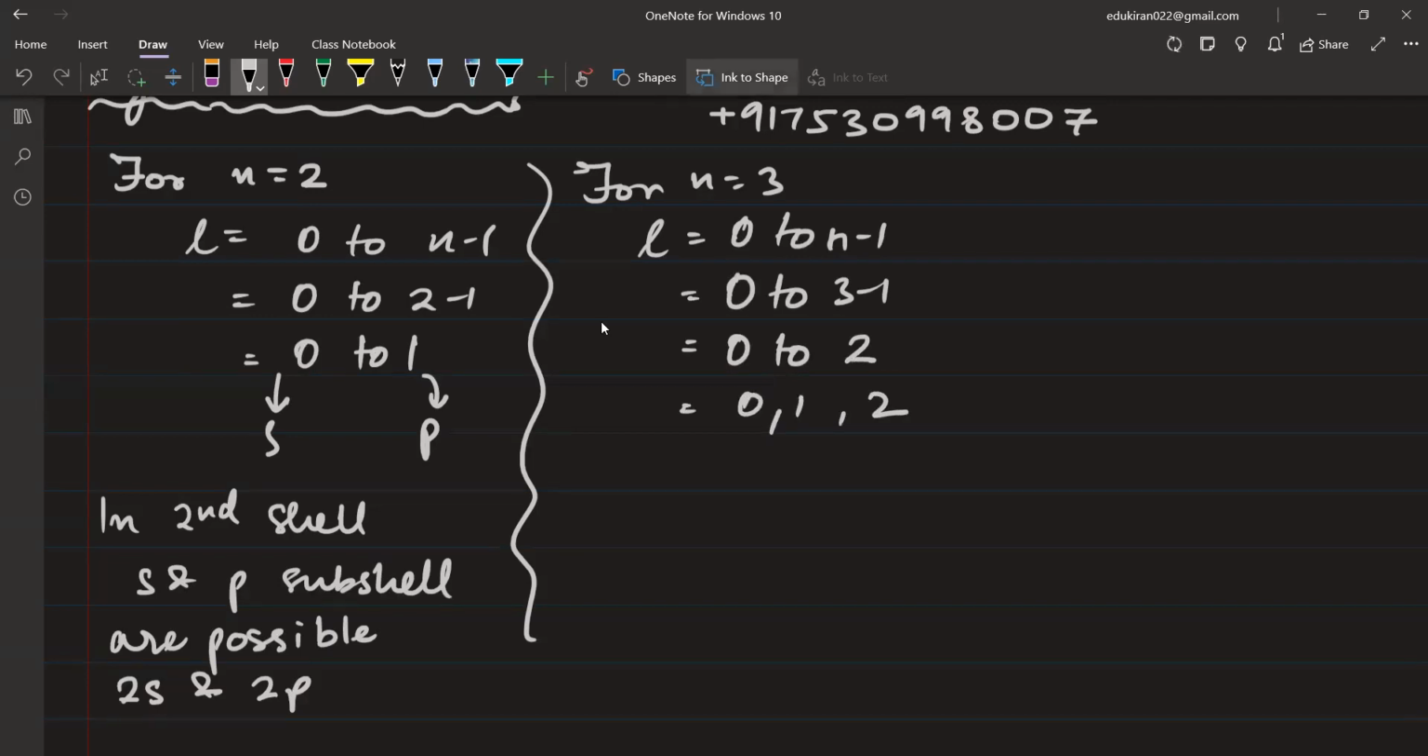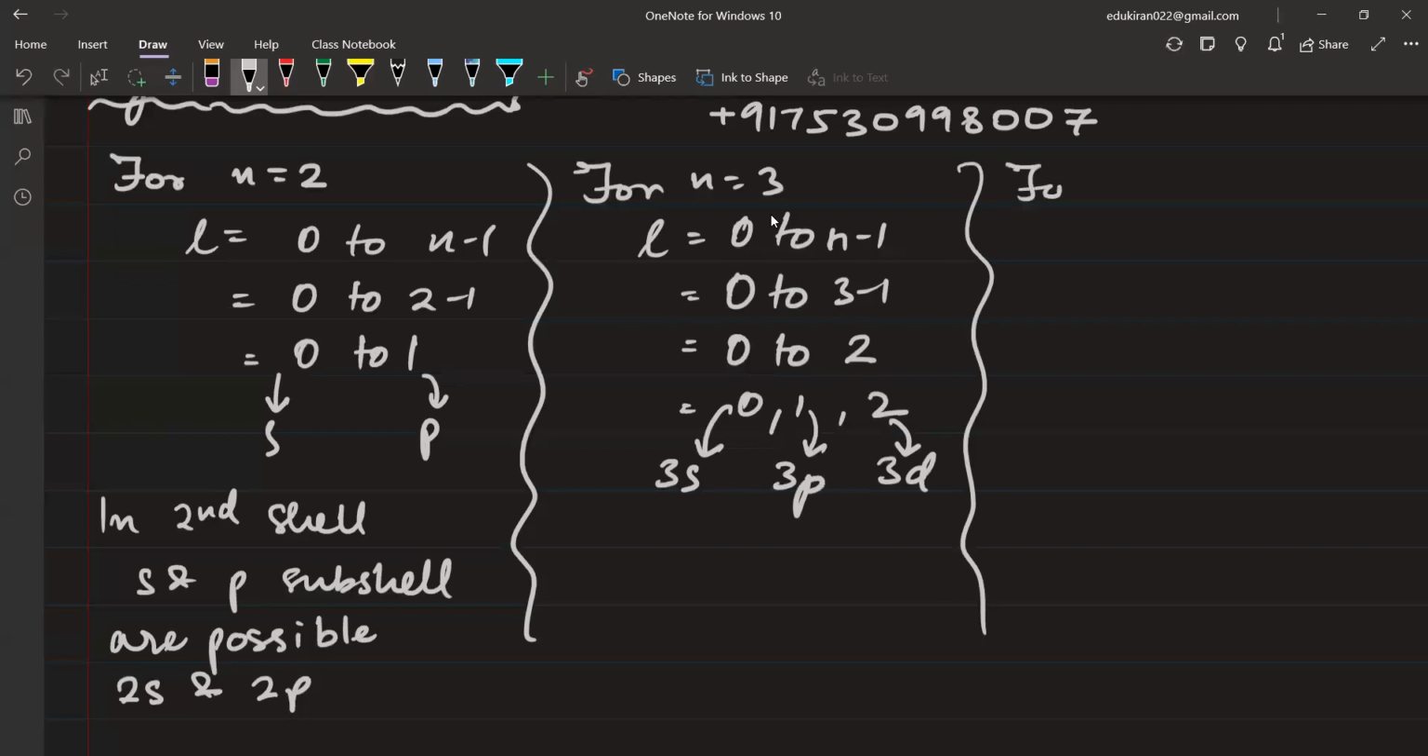Okay, yes, sir. Okay, so what does 0 mean? Which subshell? 0 means S subshell. And since it is the third shell, it will be 3S. 1 means 3P. And 2 means? 3D. Very good, 3D. Okay, very good.